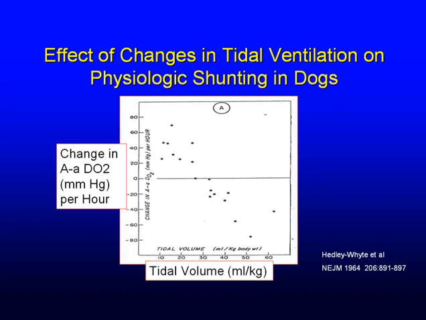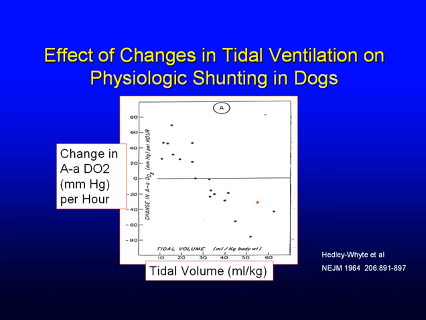Well, these are data taken from dogs ventilated with a volume cycled mode. These are old data, 1964. On the vertical axis is plotted the change in the AA gradient per hour of observation while these dogs were simply ventilated with various tidal volumes. Those tidal volumes, in ml per kilogram, are shown on the horizontal axis. I know these numbers are small, so to put this in perspective, this is 10 milliliters per kilogram, this is 60 milliliters per kilogram.